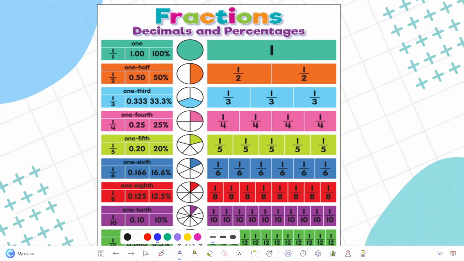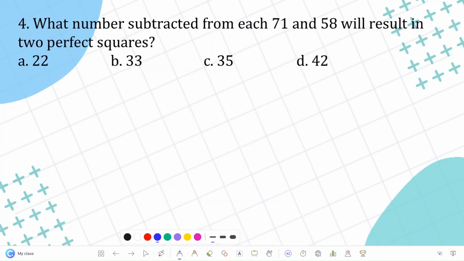Hindi ko na po ito discuss pa isa-isa. Kayo na po ang bahala mag-screenshot and kung magkabisado po ng conversion na ito, ng pictograph na ito. Okay, so let's proceed to the next item. Item number 4. What number subtracted from each 71 and 58 will result in two perfect squares? Is it A, 22, B, 33, C, 35, or letter D, 42?